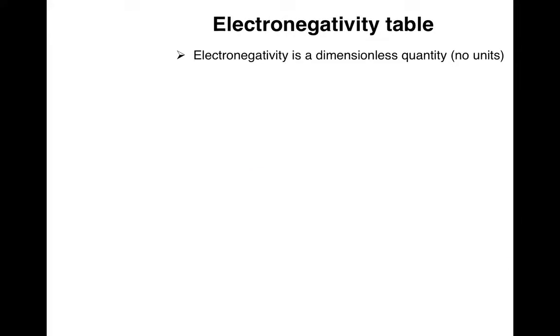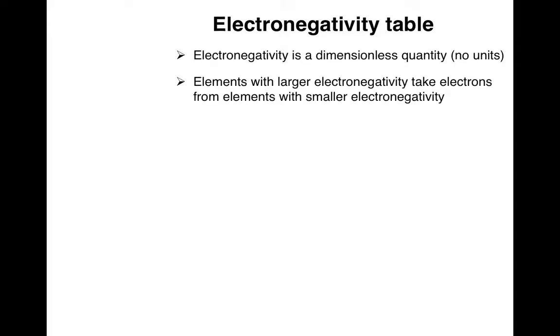Electronegativity is a dimensionless quantity, meaning that it has no units. It is a property of a chemical element. When considering a pair of elements that form an ionic compound, to determine which element transfers its electrons to the other, it is necessary to compare their electronegativities. The element with larger electronegativity will take electrons from the element with smaller electronegativity.